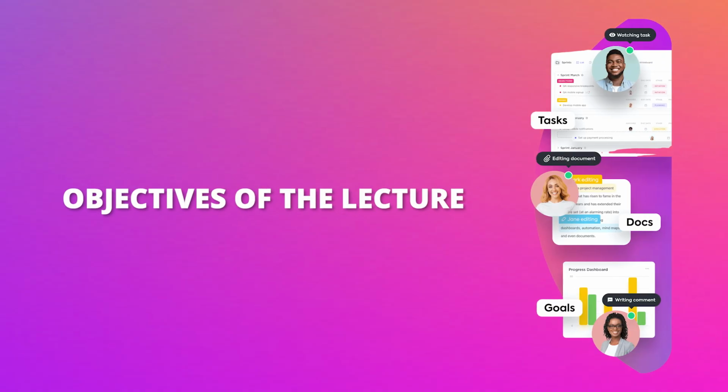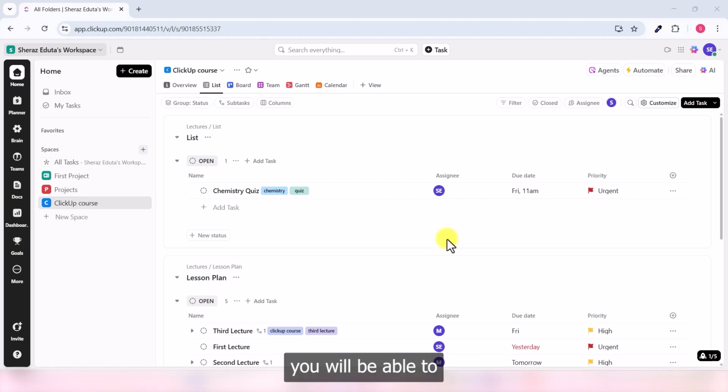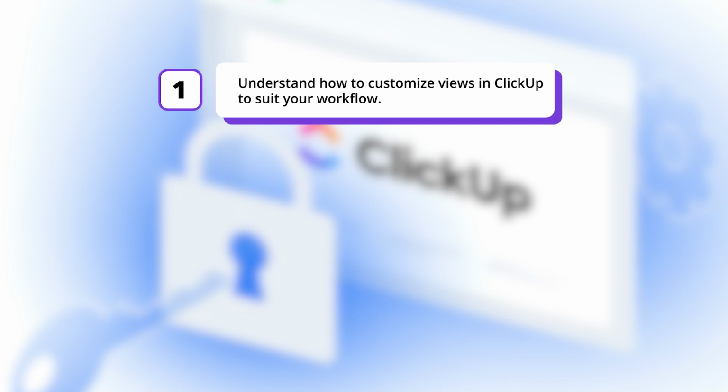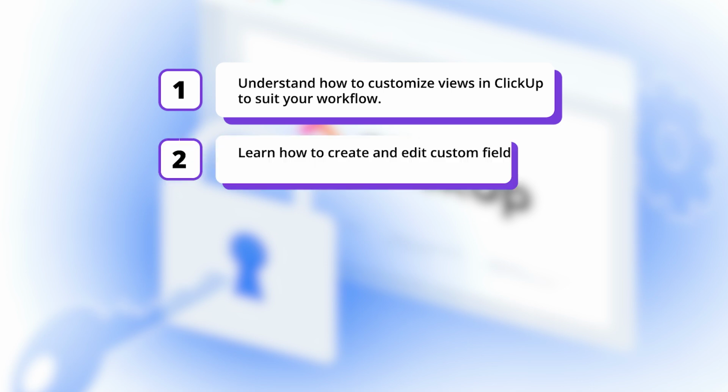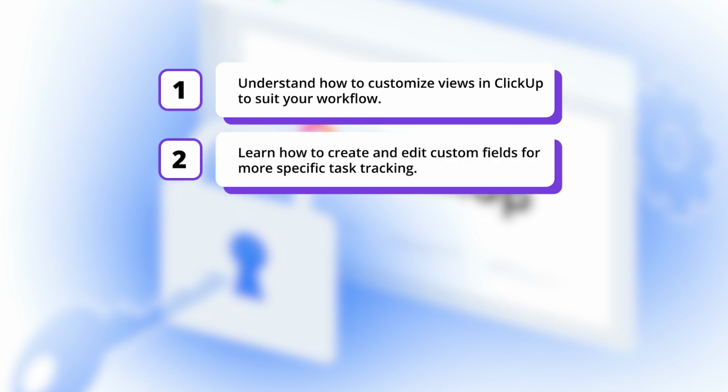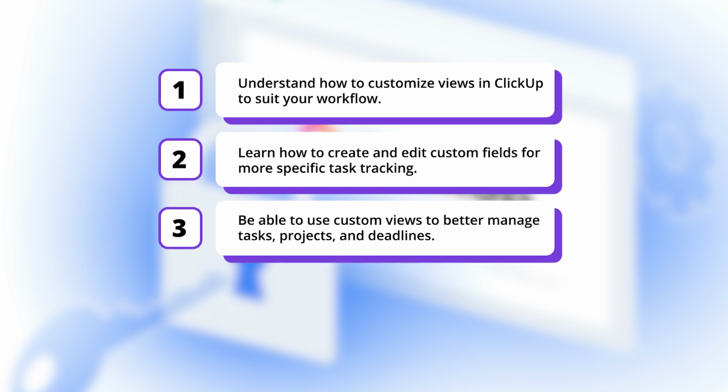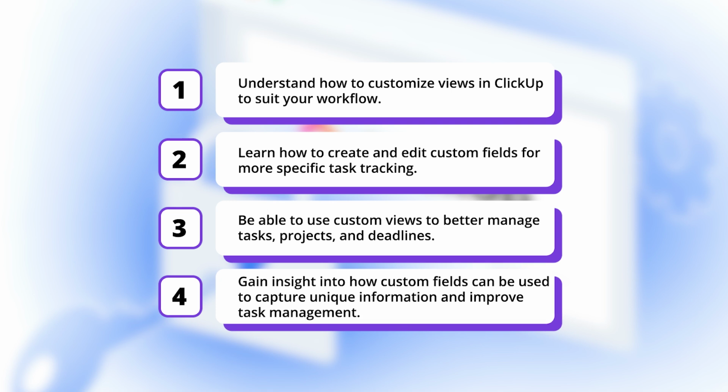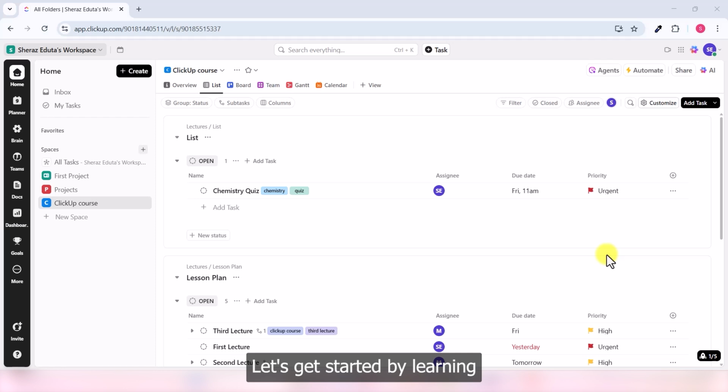Objectives of the lecture. By the end of this lecture, you will be able to understand how to customize views in ClickUp to suit your workflow. Learn how to create and edit custom fields for more specific task tracking. Be able to use custom views to better manage tasks, projects, and deadlines. Gain insight into how custom fields can be used to capture unique information and improve task management. Let's get started by learning how to make ClickUp work for you, not the other way around.